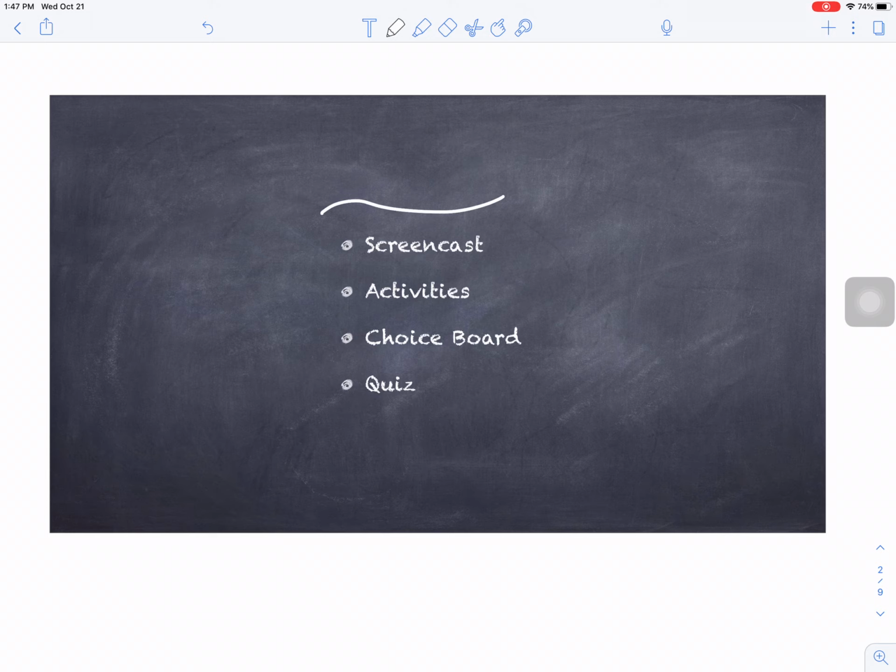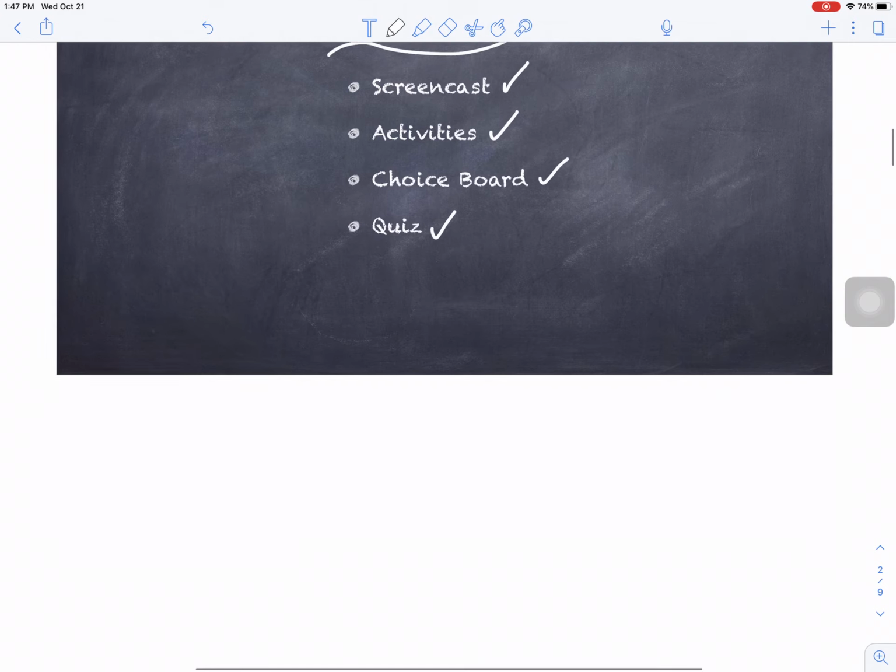Now that you've done that reading, you'll engage here in the screencast. I will guide you through activities, talk you through the choice board options for the week, and then you can finally engage in the quiz that I've posted to Moodle to check your content knowledge and make sure we are all on the same page.